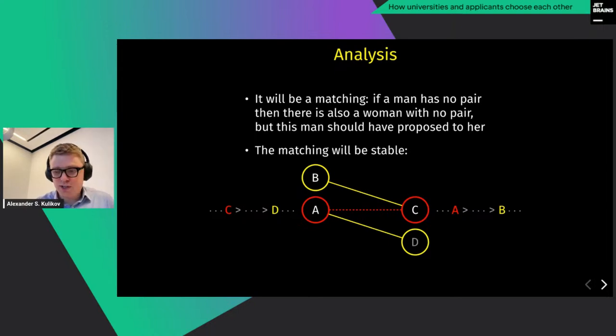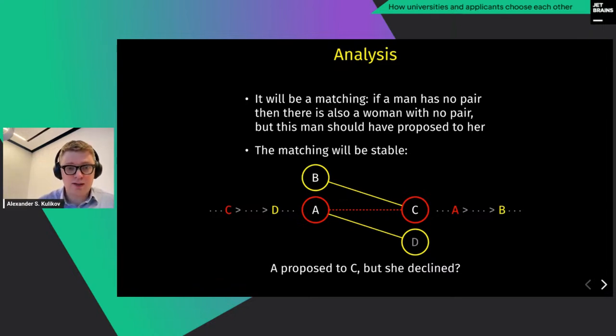Okay, so we need to find a contradiction in this small configuration, and it is not difficult to see this. So in this case, since A likes C more than D, A must propose to C before D, right? And since C prefers A to B, then it is strange. So at this point, we arrive at the contradiction with the fact that C actually is engaged to B, taking into account the fact that at some point A proposed to C. Okay, so if C is engaged to B and A proposes to C, then according to our algorithm, C must accept an offer from A, a proposal from A. Okay, so this is a formal proof.